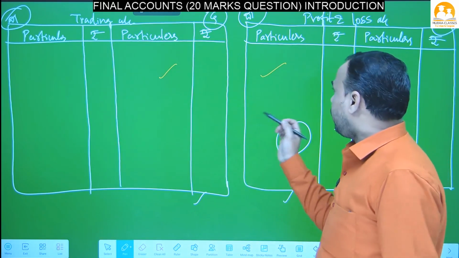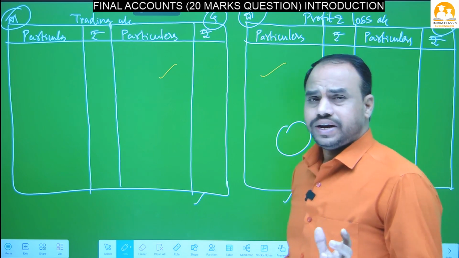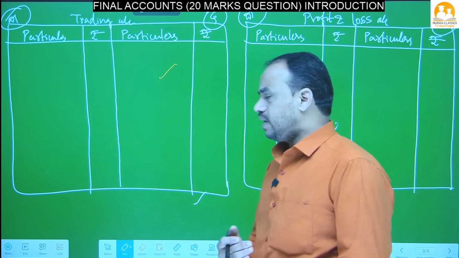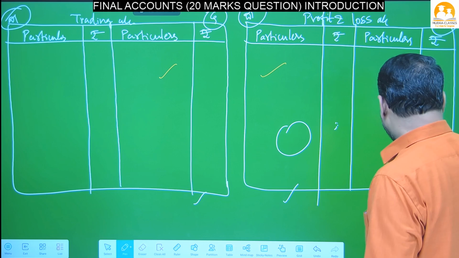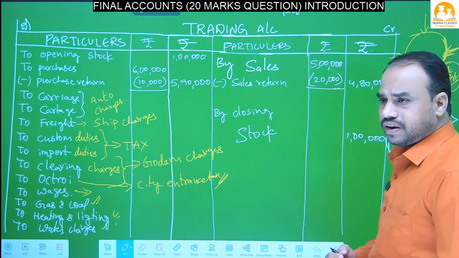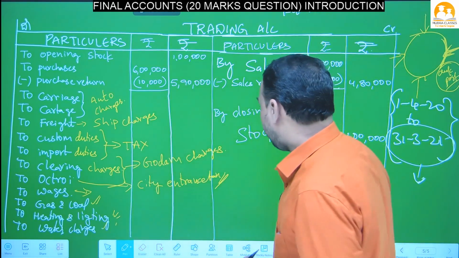The trading account and profit and loss account are both nominal accounts. Beta, nominal account means on the debit side we write expenses and losses, and on the credit side we write incomes and gains. In the previous class I explained what items come in the trading account. I told you the trading account is like your family members.